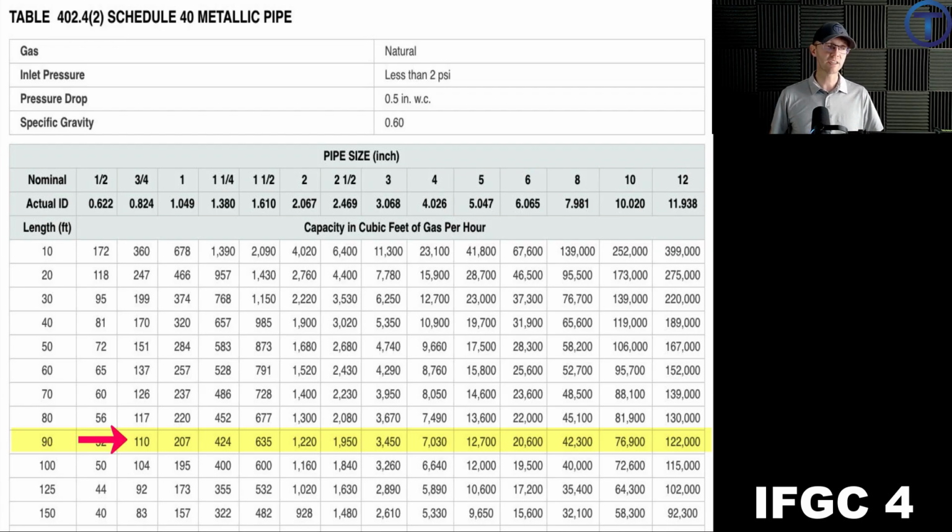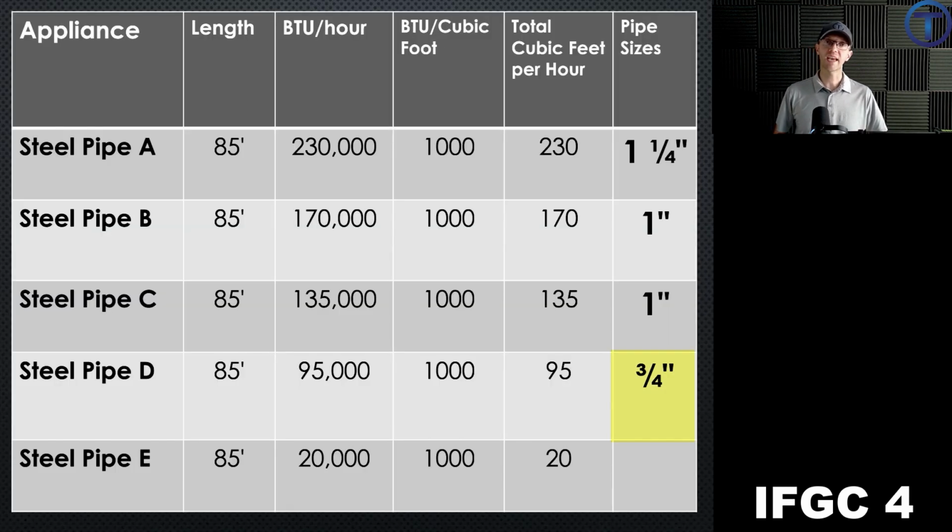It's less than 110. We can stay in that column, go to the top, and we find 3/4-inch pipe. We'll put that on the table. Let's look at the last little section on our trunk line.